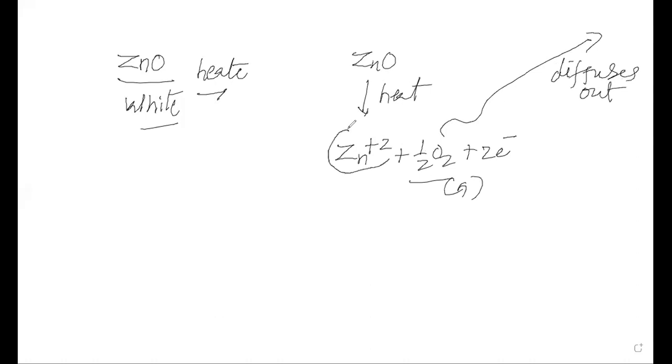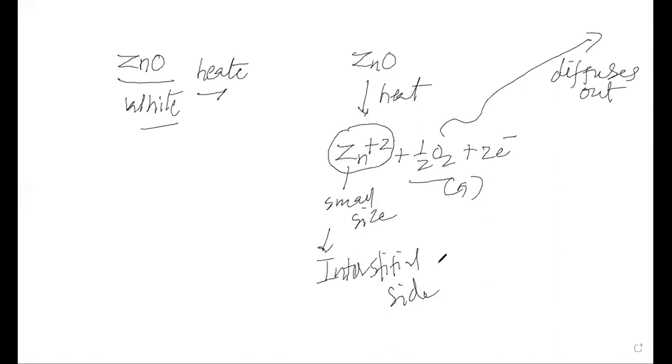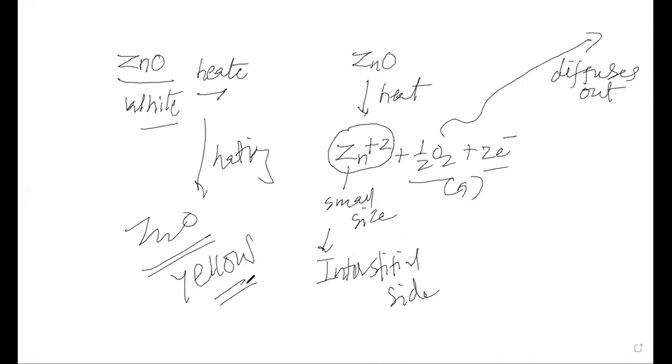Now this Zn+2, which is very small in size, goes into the interstitial sites. And these electrons are available at nearby sites to the Zn+2. Due to this, when we heat ZnO, which was white in color, the crystal starts looking yellow in color. This yellow spot is produced due to the vacancy of the oxide ion and due to the presence of Zn+2 in the interstitial site.